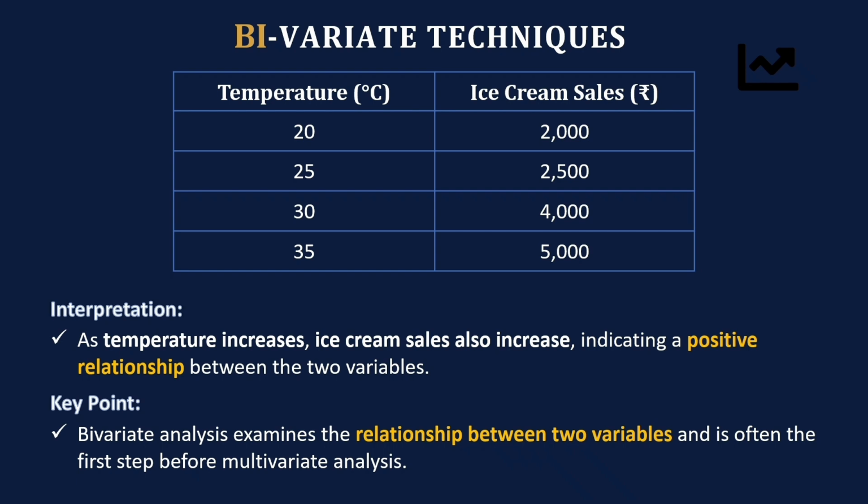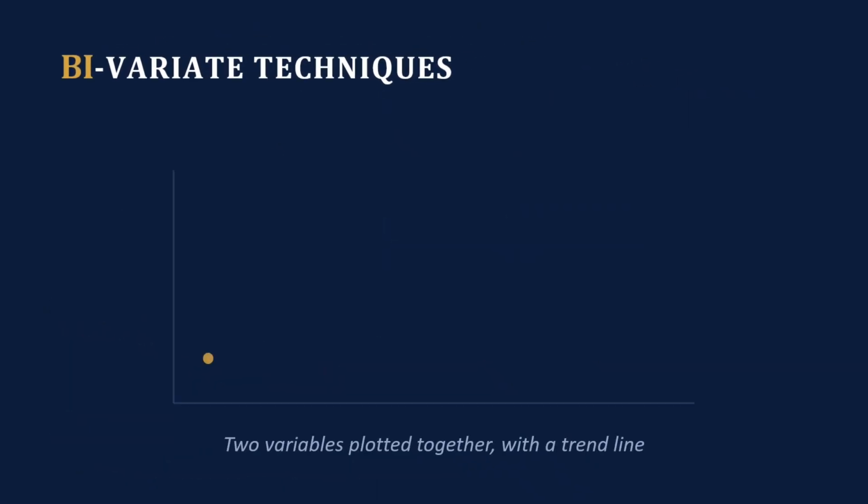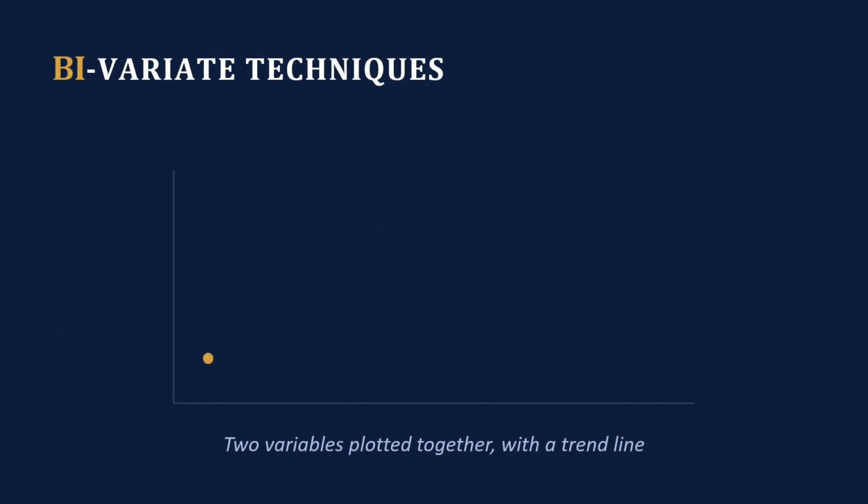If you observe these values carefully, we can see a clear pattern. As the temperature increases, the ice cream sales also increase. This indicates a positive relationship between those two variables. In other words, they move in the same direction. If we calculate the correlation coefficient, we would obtain a positive value. So it confirms a positive association. This example clearly demonstrates the purpose of bivariate analysis.